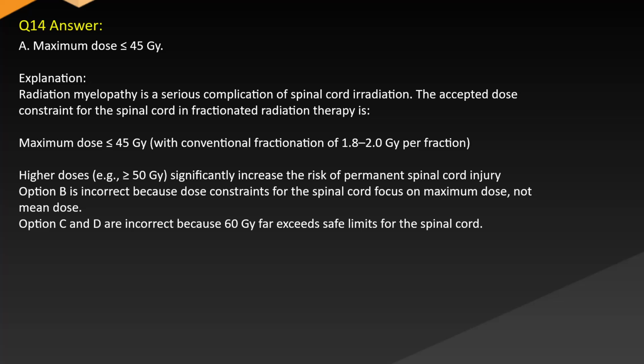Option B is incorrect because dose constraints for the spinal cord focus on maximum dose, not mean dose. Options C and D are incorrect because 60 Gy far exceeds safe limits for the spinal cord.